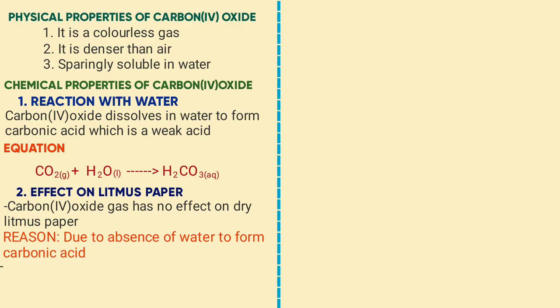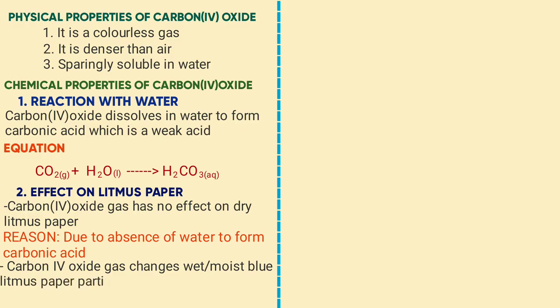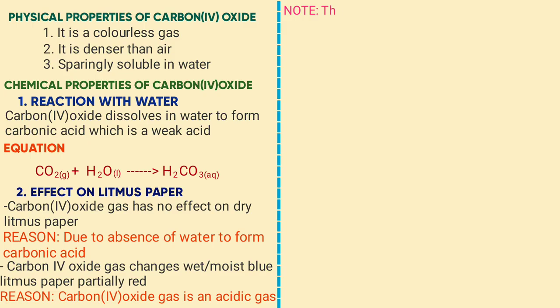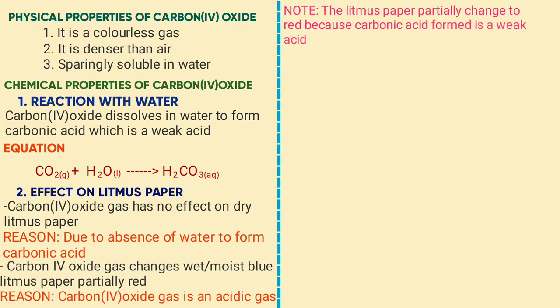Now, situation number 2 is effect on wet blue litmus paper. Now, carbon dioxide changes wet blue litmus paper partially red. Reason is because carbon dioxide is an acidic gas. Now, we say it is partially red because the carbonic acid formed is a weak acid which dissociates partially to give few hydrogen ions.